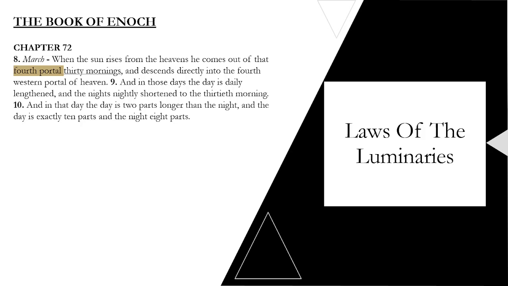Okay, March. When the sun rises from the heavens, he comes out of that fourth portal. How long does he do it for? 30 mornings. And descends directly into the fourth western portal of heaven. And in those days, the day is daily lengthened and the nights nightly shortened to the 30th morning.